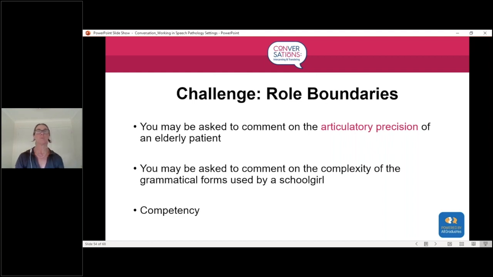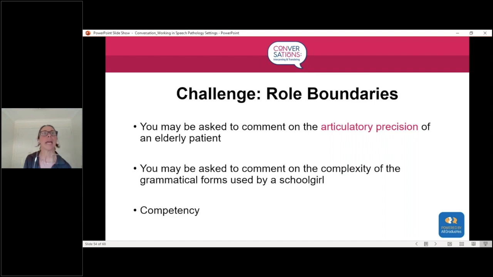So for example, I'm referring to the slide here, you may be asked to comment on the articulatory precision of an elderly patient when he talks. Now, what is articulatory precision, and what in speech indicates articulatory precision? Okay, so if you're not a speech pathologist, you might not know. You might not know even what that means, and yet you're being asked to comment on it. That can put you in a very difficult situation. You may not feel competent to do what the speech pathologist is asking you to do.